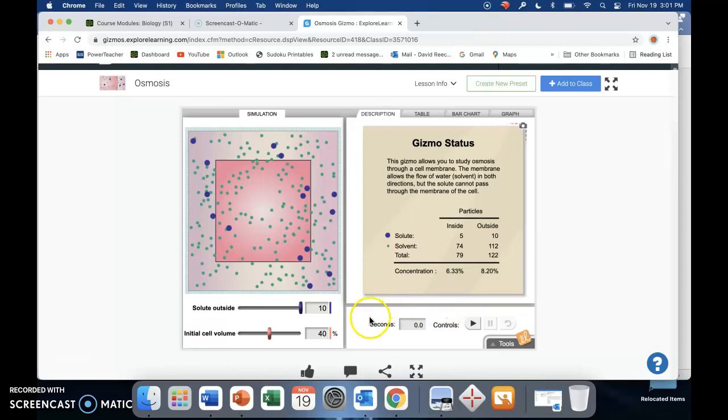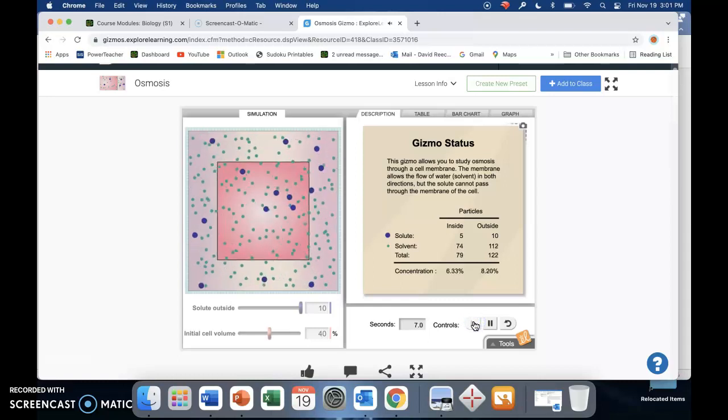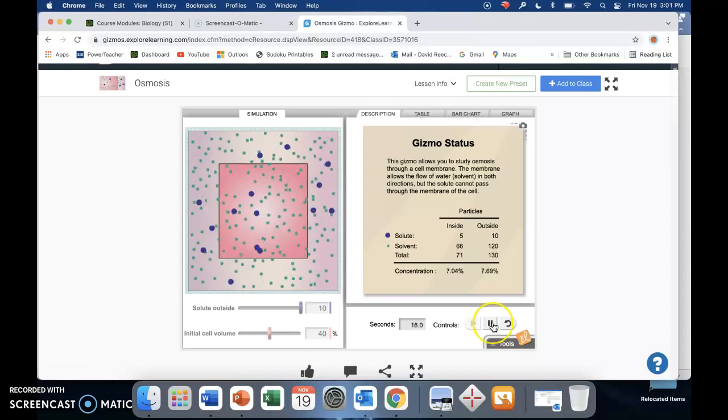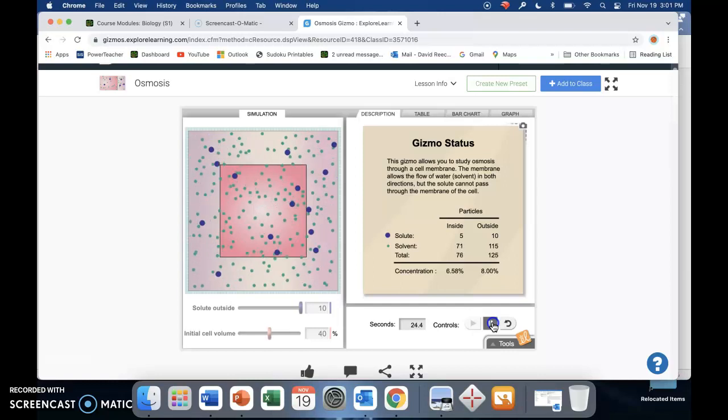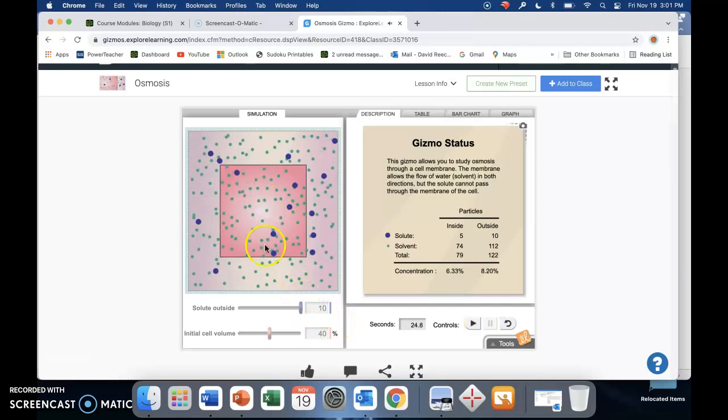So based on what we learned on the previous two questions, we should be able to predict what happened, and that is that the cell should have gotten smaller. If I replay this, you can see that the cell is gradually, very gradually shrinking. That is because the water, or the green particles, more green particles are moving out than are moving in.